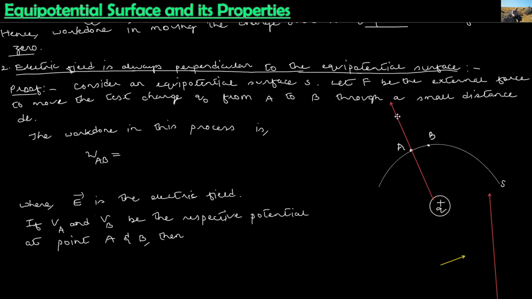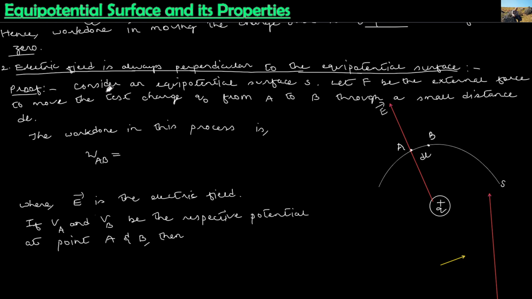I will take this vector and place it over there, and this vector will be perpendicular to that point. So this is our electric field vector. Then if dl is, if I consider 2 points within the equipotential surface such that these 2 points are very close to each other, then dl will be that small line.